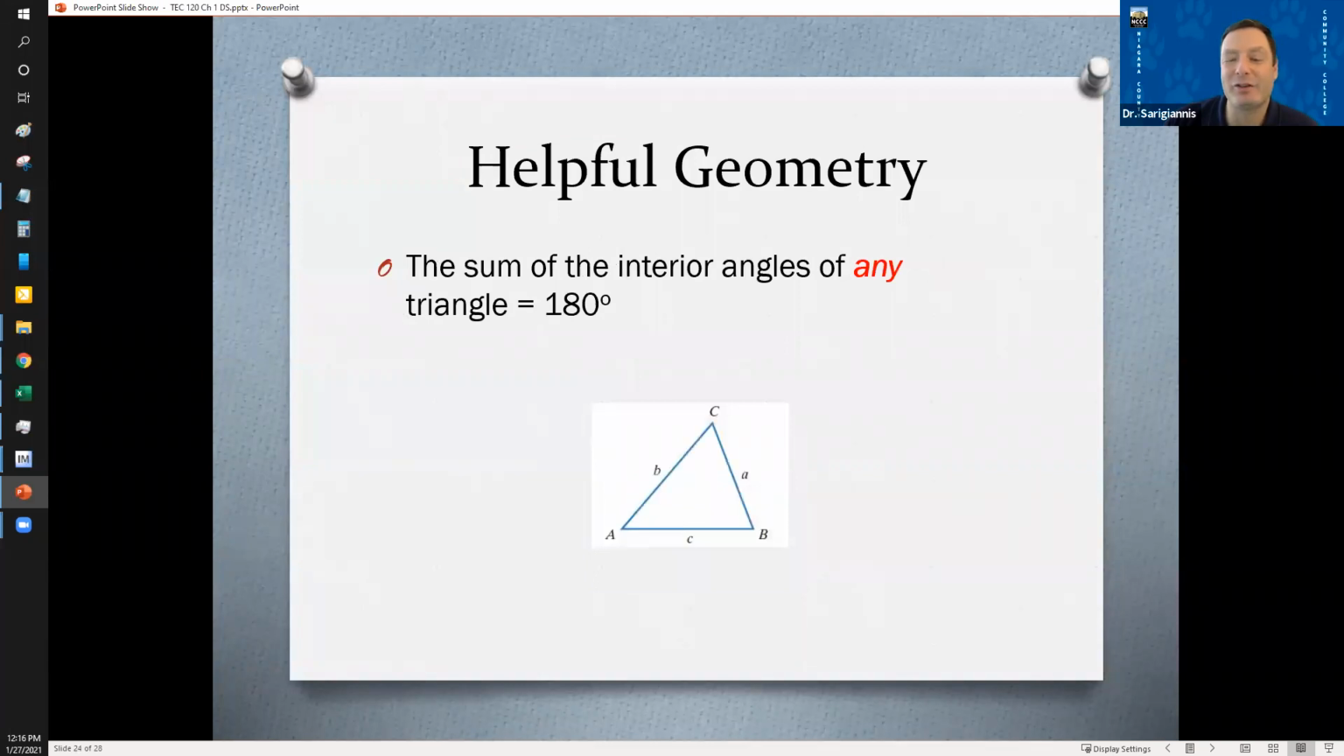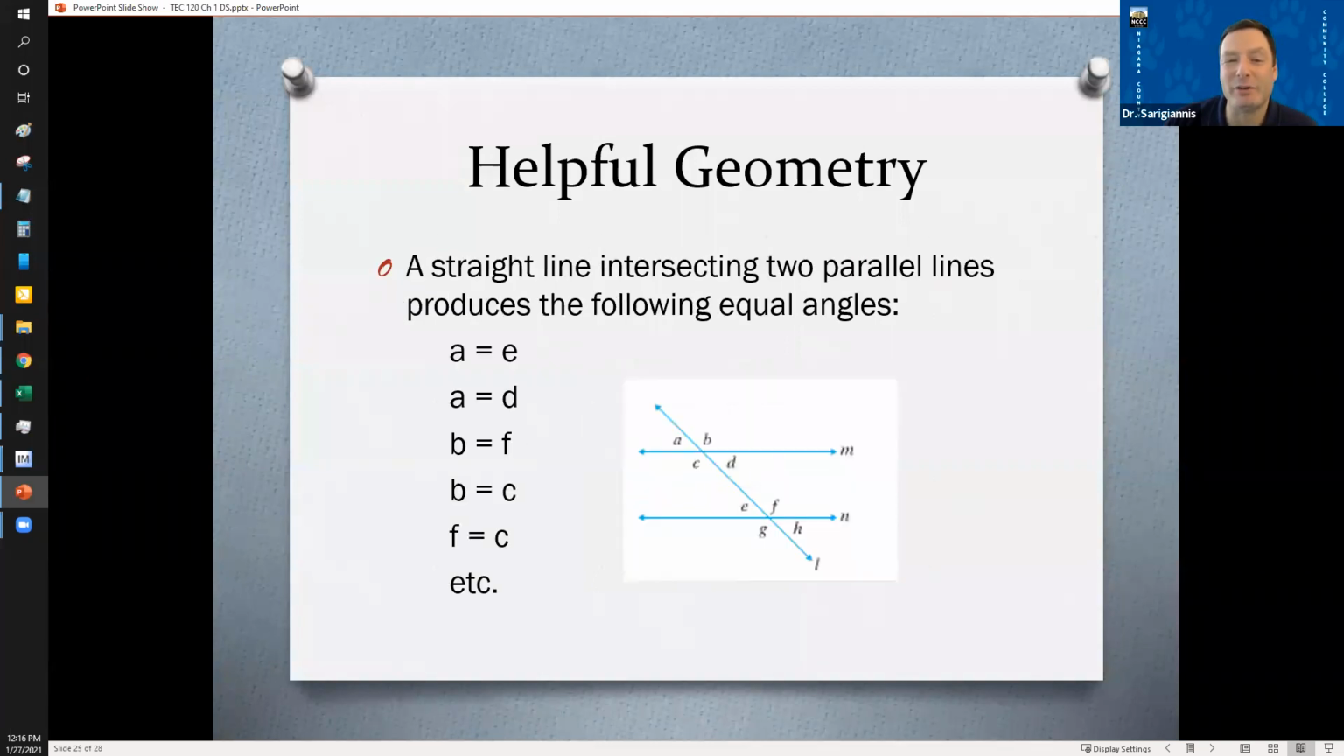The sum of the interior angles of a triangle is 180. We use that. This is just a reminder: a straight line intersecting two parallel lines.